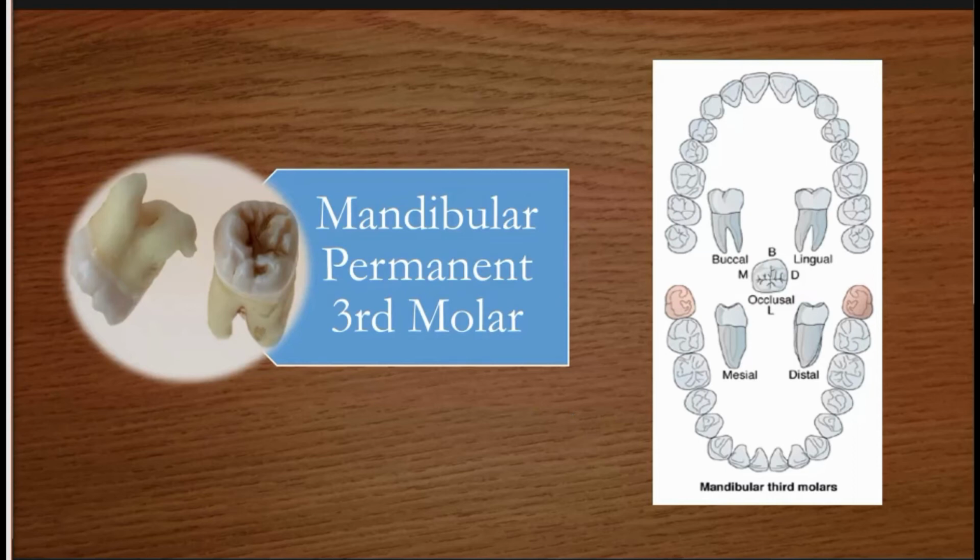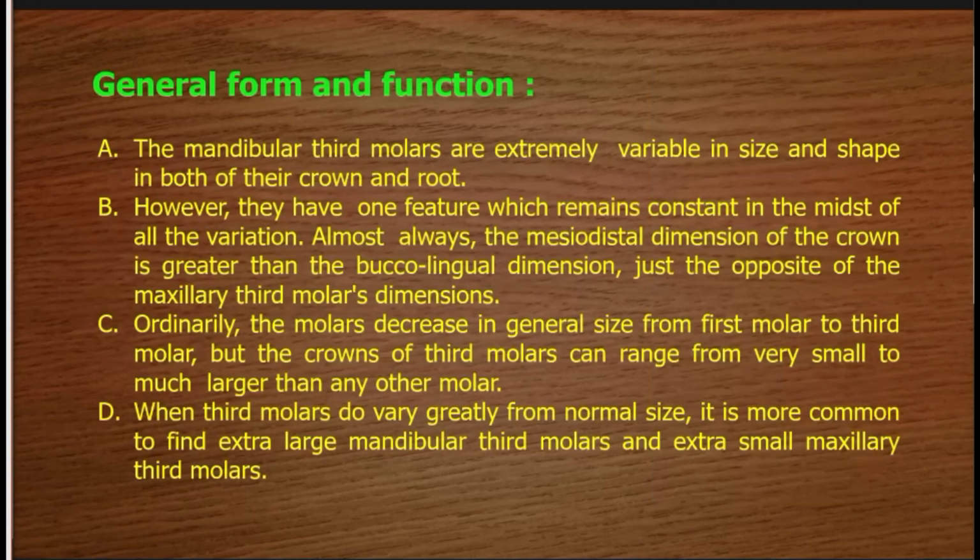Third molar. Third molars are extremely variable in size and shape in both their crown and root, like the maxillary third molar. I told you that the maxillary third molar's trend is to be smaller in size. In 90 to 95% of cases, the maxillary third molar is the smallest tooth in the maxillary arch. Very small. Very occasionally, it becomes a very big third molar. But in the case of the mandibular third molar, the trend is to be bigger.